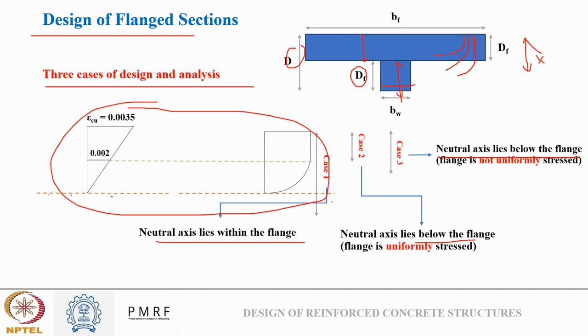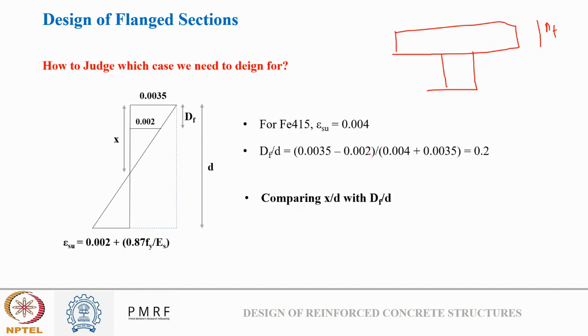Now for the first case we can easily compute. What is x? X is this length, the depth of neutral axis. If my x is less than Df, we can say that the neutral axis is lying within the flange and we belong to case 1. But how to distinguish between case 2 and case 3? For that we need to take the boundary condition.